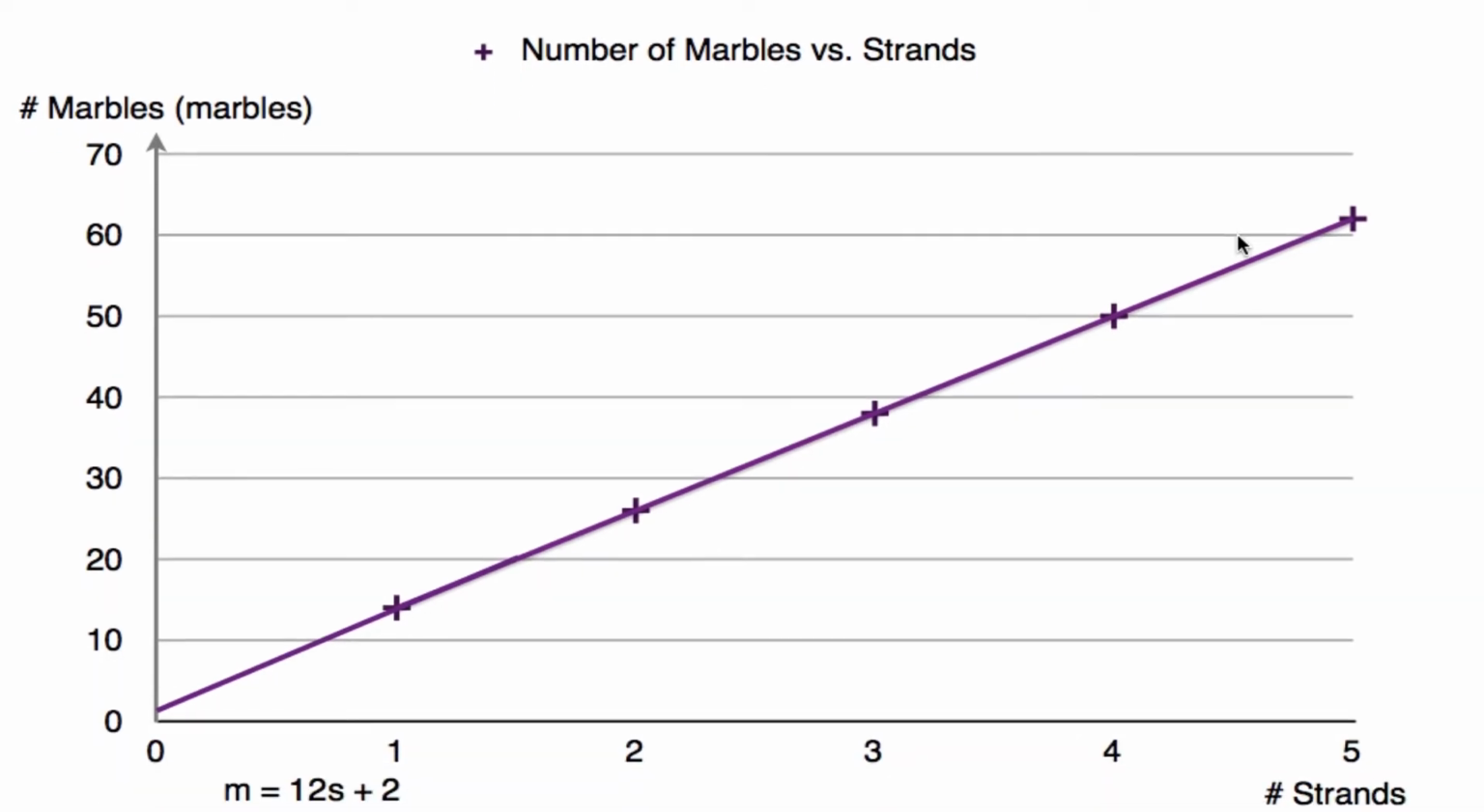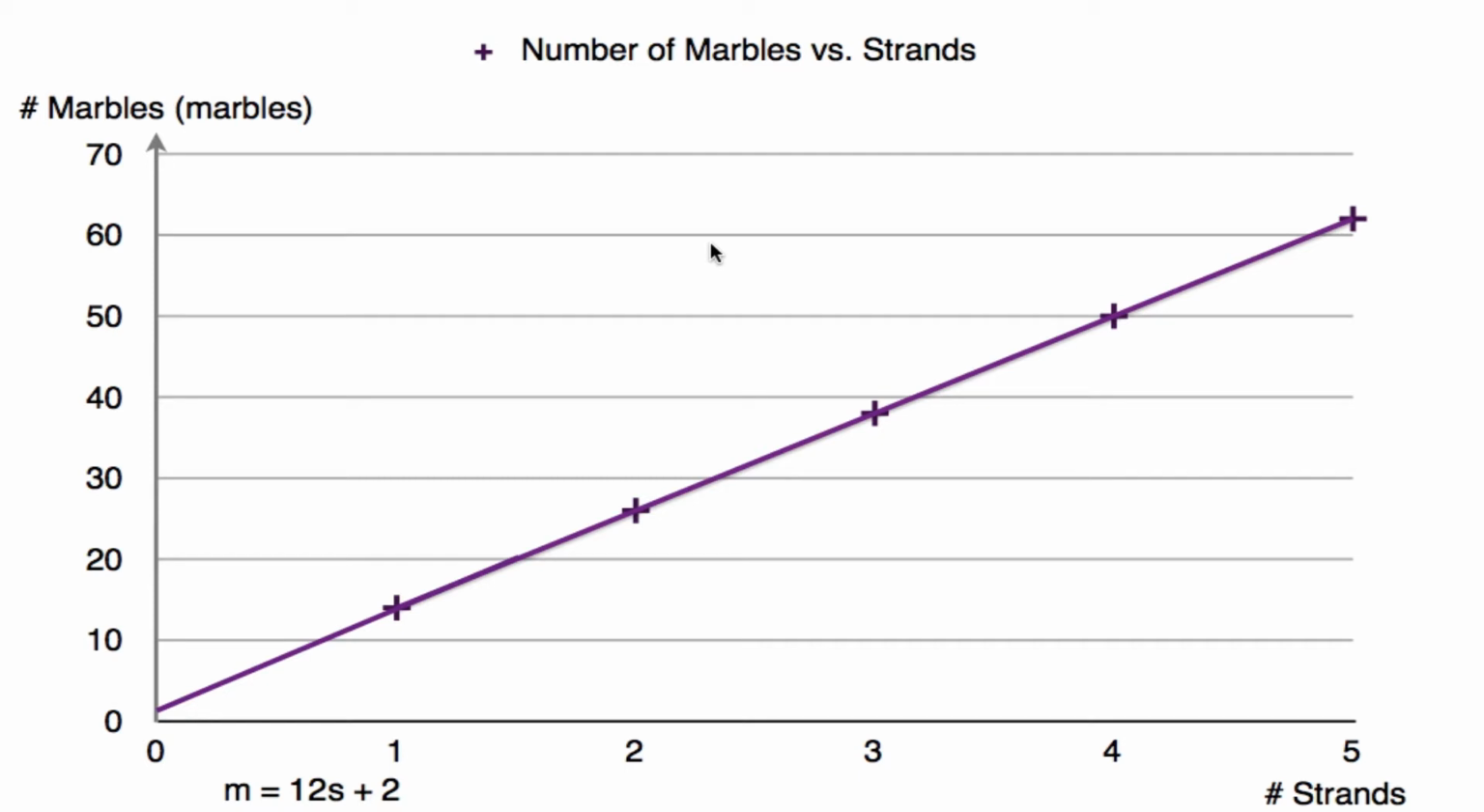Just like this. Things you must label on your graph. The title, number of marbles versus number of strands. Always label the independent variable on the x-axis right here. Always label the dependent variable on the y-axis here. Those are things that we absolutely have to do.